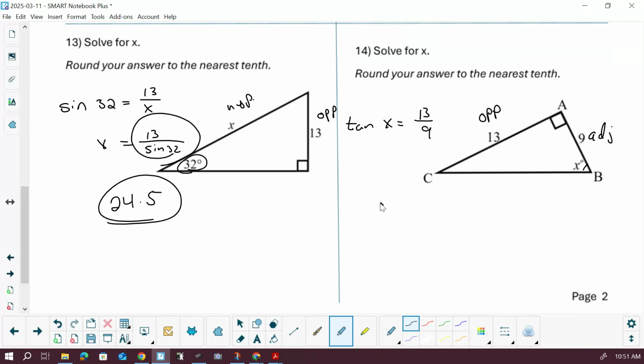When you're finding the angle, that's where you do what's called the inverse tangent, which means you're going to hit the second key and then your tangent key to get that, and then 13 divided by 9 equals. So second key, tangent key, 13 divided by 9 is 55.3.